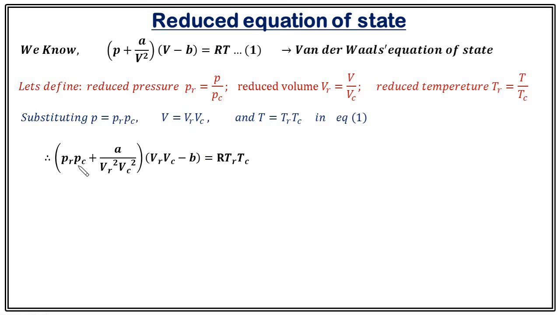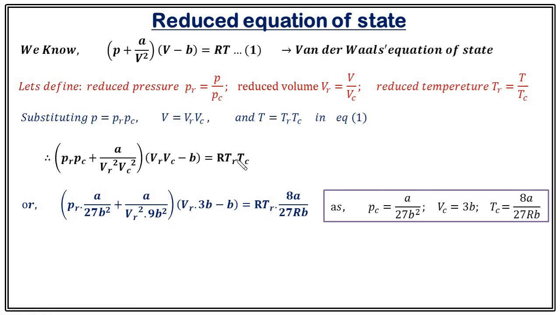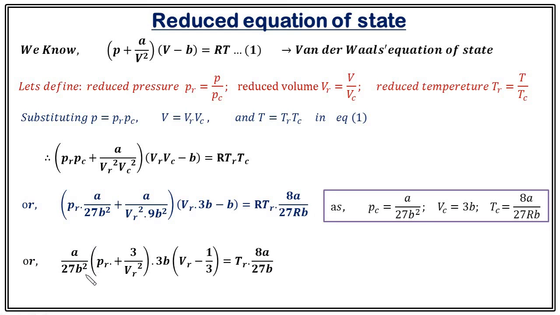Okay, now we will utilize our findings. We just found out what Pc, Vc, and Tc are. So just substitute them here. These are the values, so just substitute them here, and from here take a common a upon 27b square. From here just take a common 3b, and this R will cancel out. So this is our simplified equation.